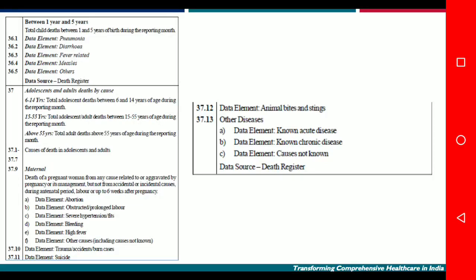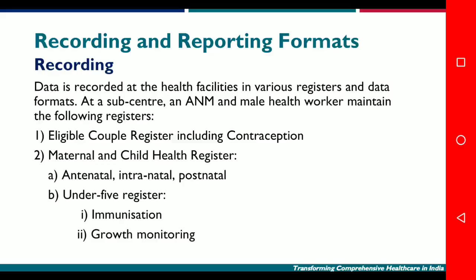Next elements are because of animal bite or sting, meaning snake bite, dog bite, monkey bite, so death occurring because of that. Other diseases are like known acute diseases, known chronic diseases, diseases whose cause is not known, and that information is taken from the death register only.